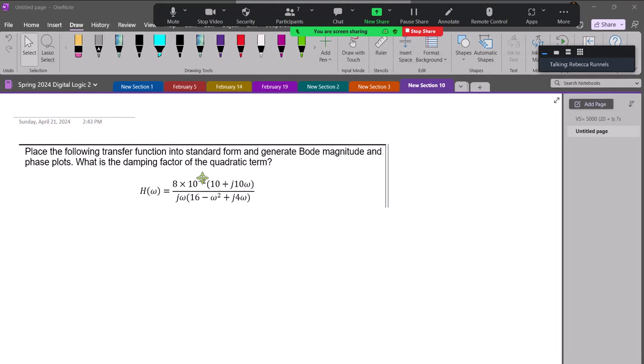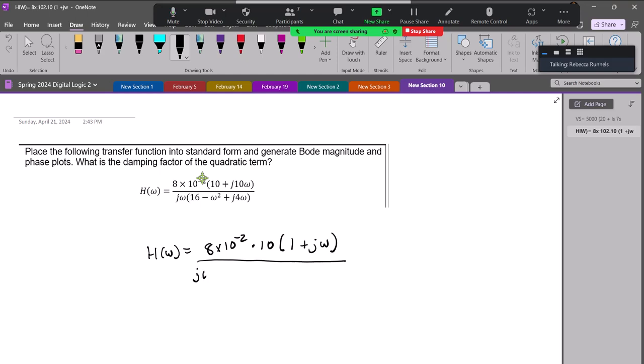Okay, so for the next one, we are to place the following transfer function into standard form and generate Bode magnitude and phase plots, and also what is the damping factor of the quadratic term. So to get it into standard form, we need to get all of our factors to be 1 plus something or 1 minus something. So in the numerator, I need to factor out this, that says times 10 to the negative 2. You can't see it. I will factor out a 10, and I'm left with 1 plus j omega.